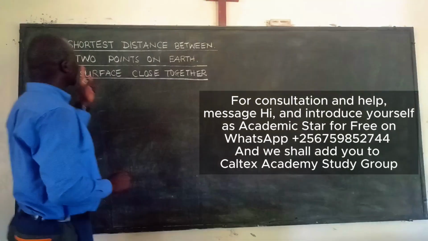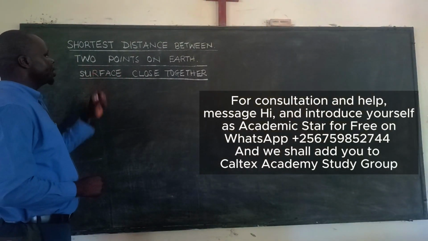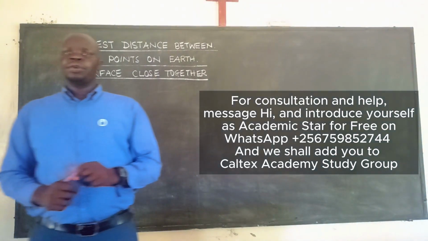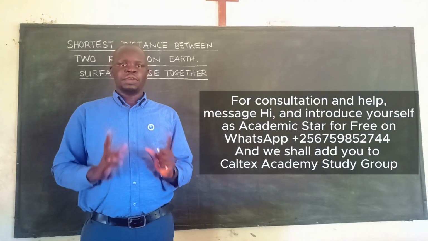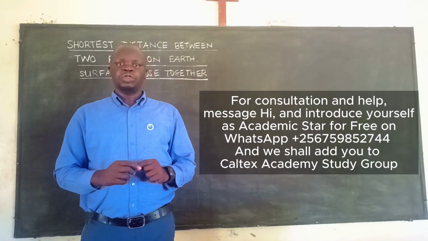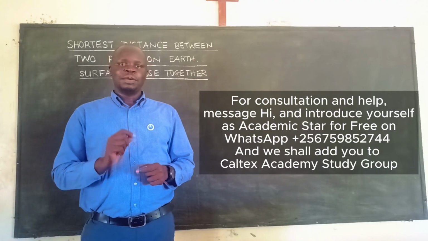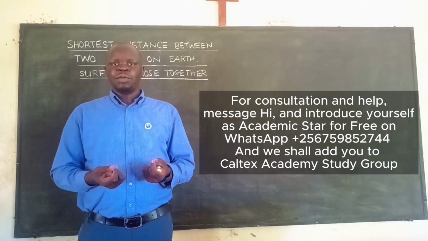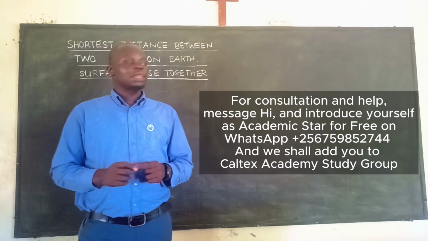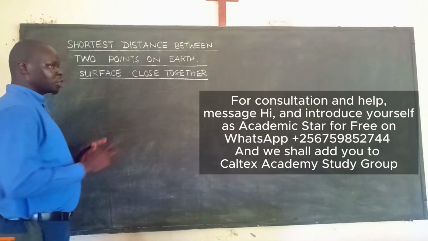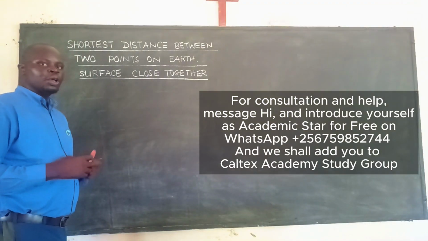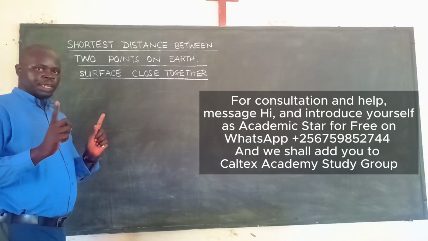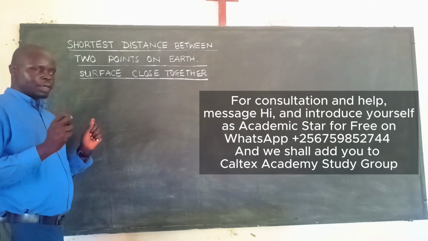Today we are looking at the shortest distance between 2 points on the Earth's surface close together. In our video number 1, we looked at a general introduction to Earth geometry and developed some formulas, but there was a demand from one of the academic stars that I should clarify the formula for getting the shortest distance. So today we are looking at that derivation, and perhaps we will have some simple questions to illustrate the shortest distance, especially for 2 points on the same surface close together.